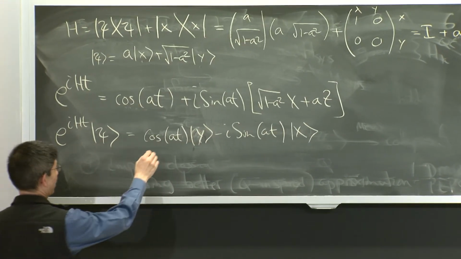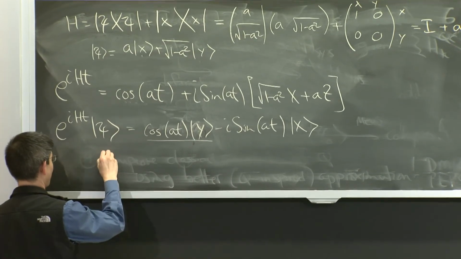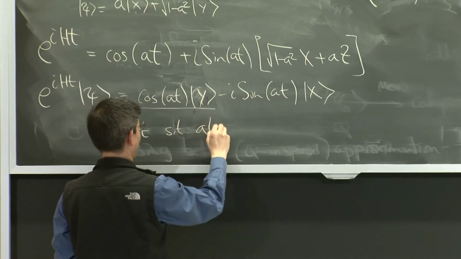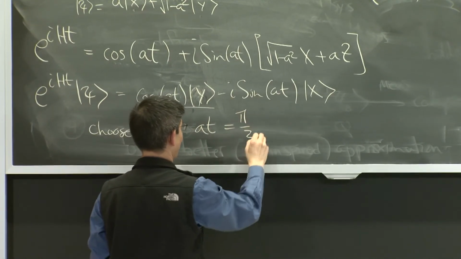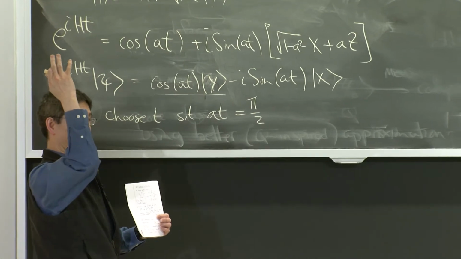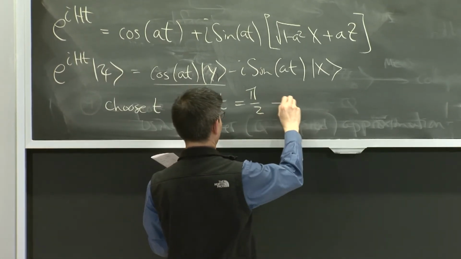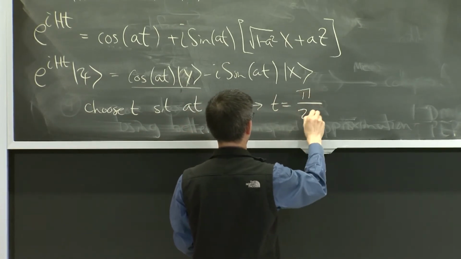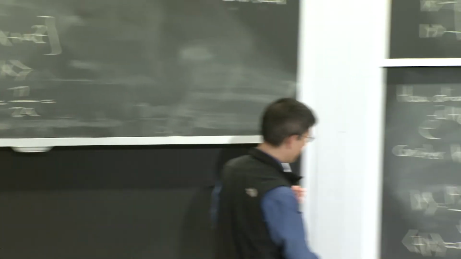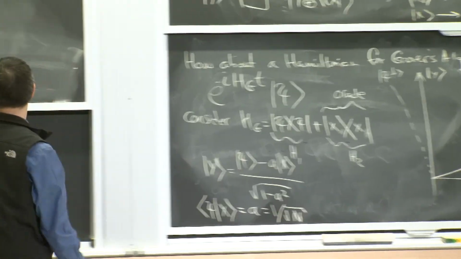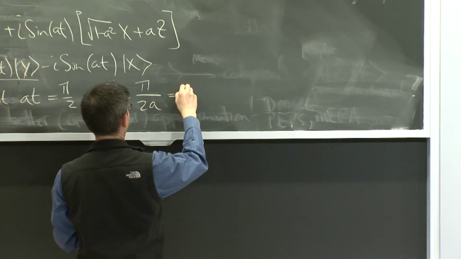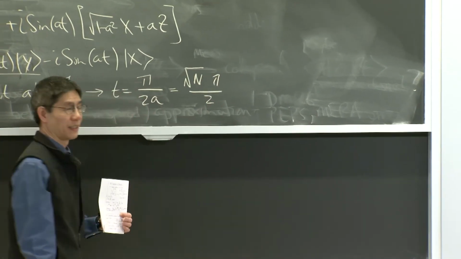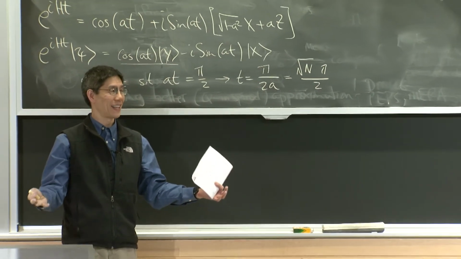So we would like this term to be equal to 1. And so you choose t such that a times t is equal to pi over 2. So you've rotated all the way up to the answer. And this means that you want t to be equal to pi over 2a. Remember, a is down here, 1 over square root of n. So this is square root of n times pi divided by 2. Beautiful. Isn't that Grover's algorithm?